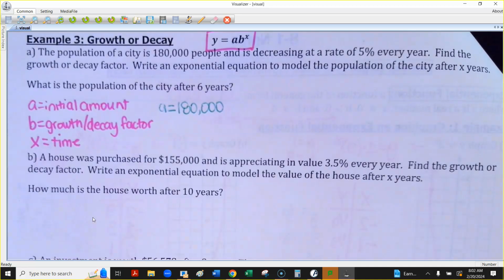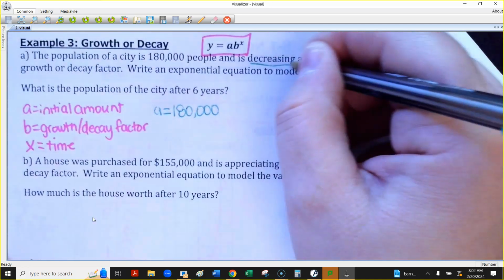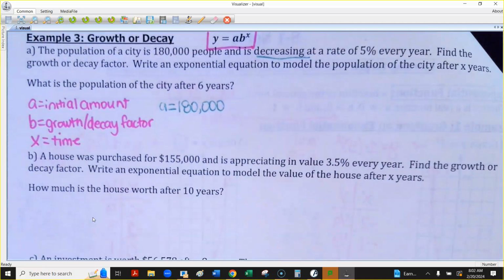So if I'm decreasing, am I going to have exponential growth or decay? Decay, okay, thank you. Yes. Sometimes the words are tricky, but decreasing is not too bad. Decreasing is going down, right? So every year we're going to lose 5% of the population.